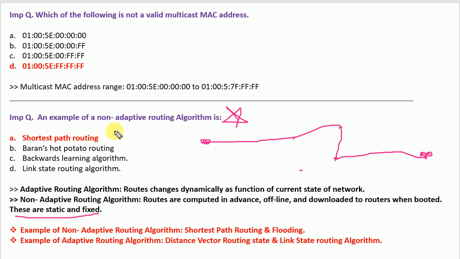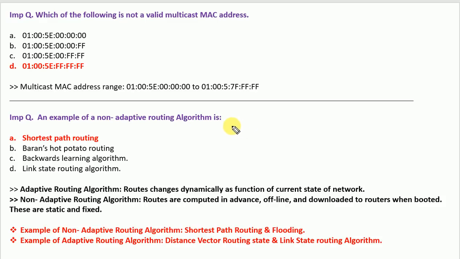What is the example of a non-adaptive routing algorithm? The example of a non-adaptive routing algorithm is shortest path routing. And again, I am telling you, the answer is not the important part. That's why I have mentioned two more important and very repeatedly asked points from this question as well. One is the shortest path routing algorithm that we have already seen, and one more is the flooding algorithm, which comes under non-adaptive routing algorithms.